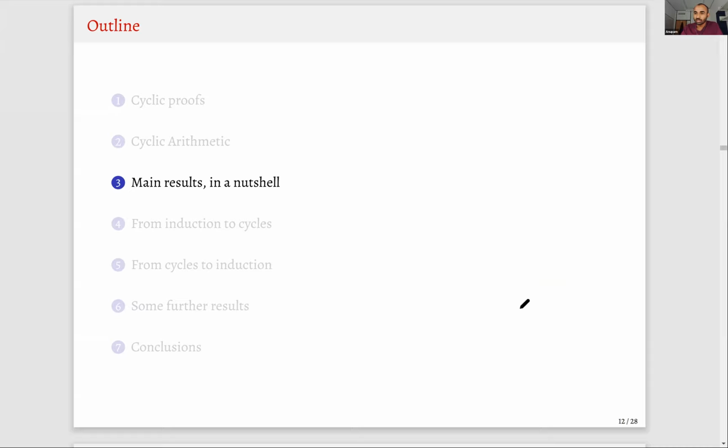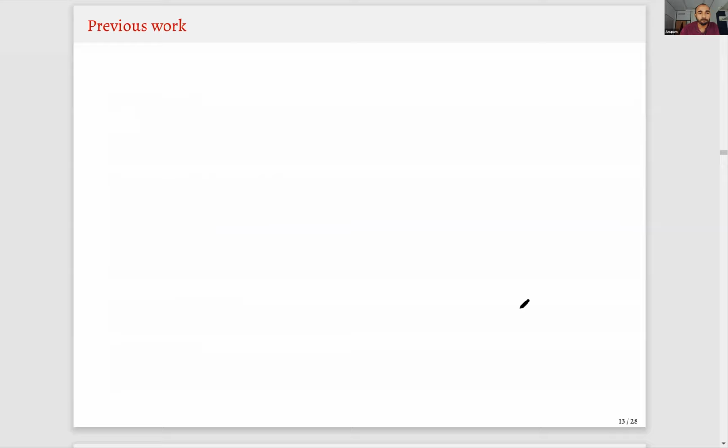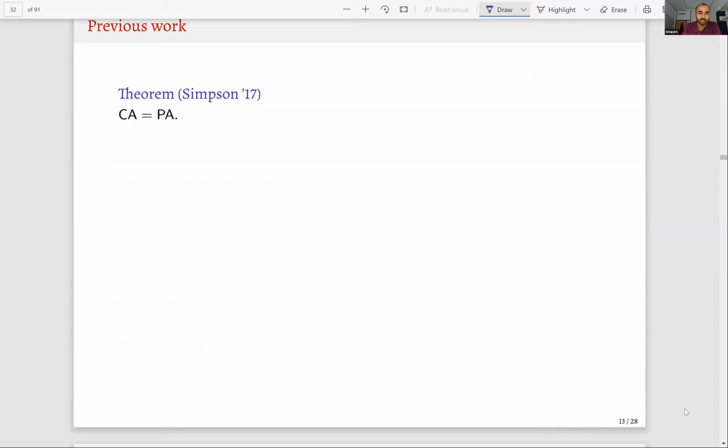Of course, this theory of cyclic arithmetic was introduced by Alex Simpson, and he published a paper in 2017 with these results. This is essentially the title of the paper, actually: Cyclic arithmetic is equivalent to Peano arithmetic.